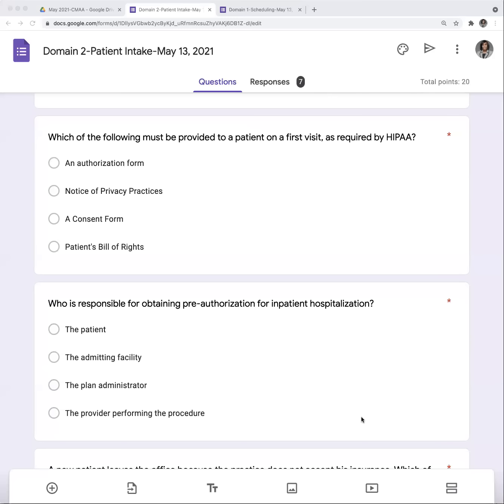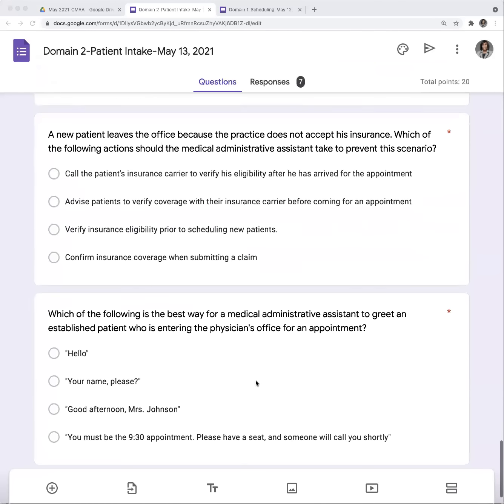A new patient leaves the office because they don't accept his insurance. Which of the following actions should you take to prevent this? Are we wasting my time? Tell me up front. New patient. Advise, no. Verify. Verify insurance eligibility prior to scheduling new patients.